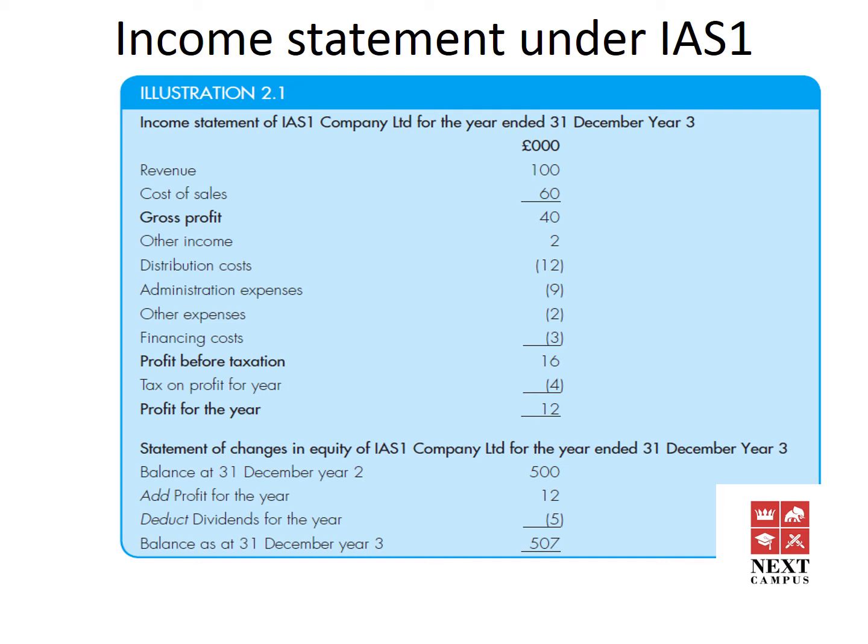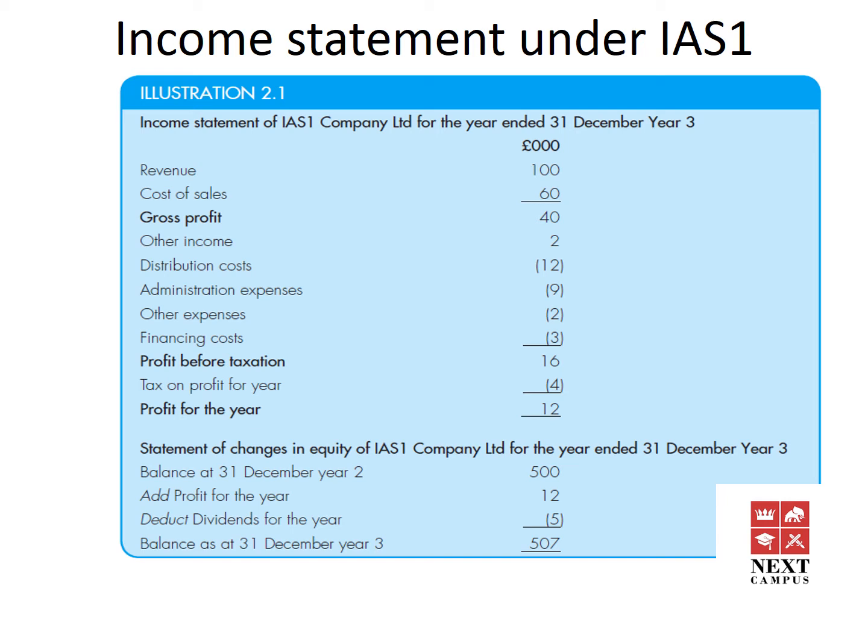So if you can remember, in the statement of financial position or balance sheet, it goes with the formula assets equals capital plus liabilities. Here in the income statement, it is revenue, sales minus expenditure is profit.